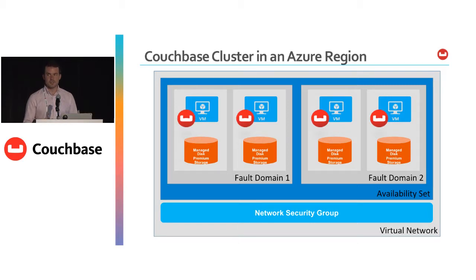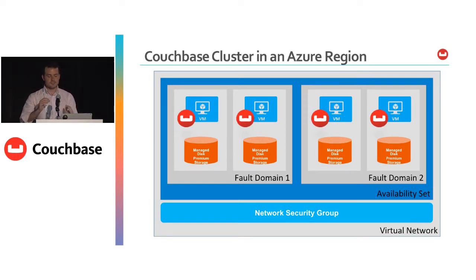So in our deployments, at the top level in each region, we have a virtual network. That virtual network has a network security group attached to it. The NSG is basically a bunch of firewall rules. So we block off all the ports that Couchbase isn't using. We open up ports for the administrator, ports for the cross data center replication, and a couple other things.